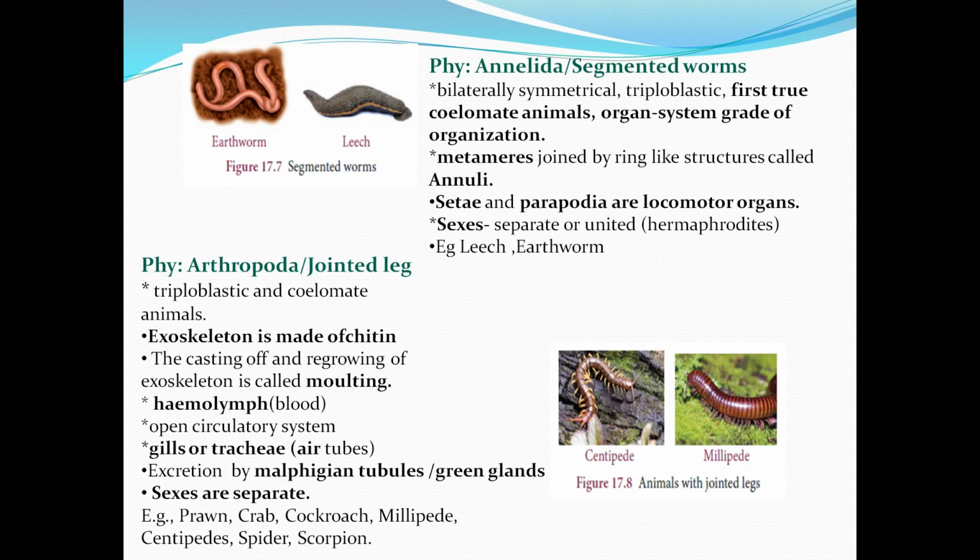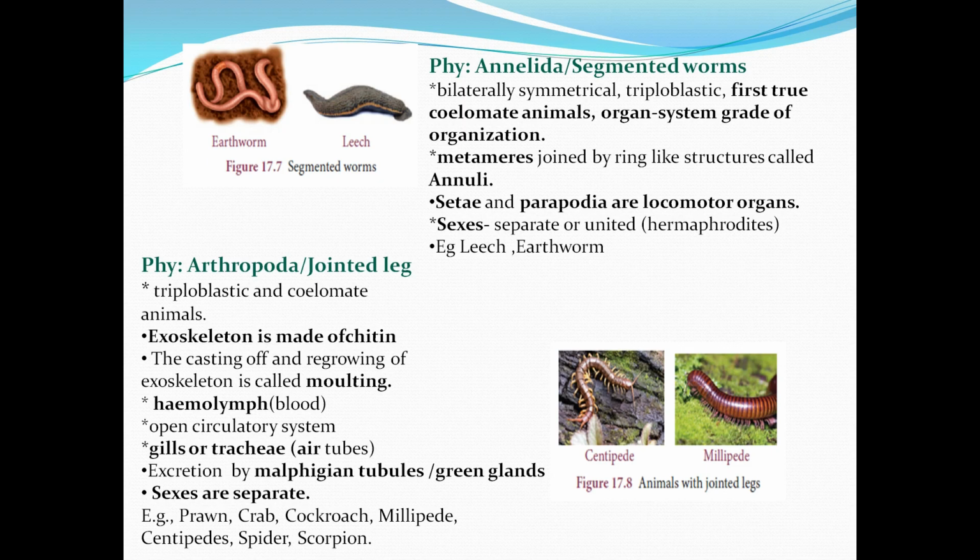They will cast off their exoskeleton and regrow it when they grow from a small to a bigger size. According to the increase in the size of the organism, they will cast off the old exoskeleton and regrow a new one. And this process is called molting.